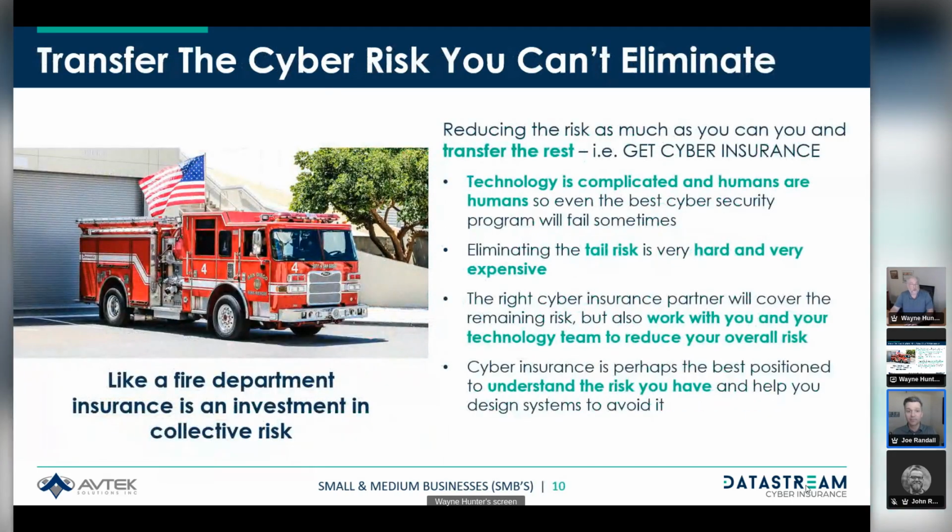Right. So in transfer, we talk about transferring cyber risk. You can't eliminate it.